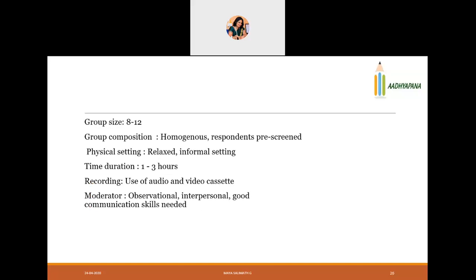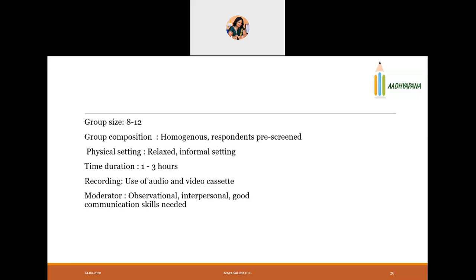Usually the group of respondents in a focus group will be 8 to 10, and it will be homogeneous respondents, always pre-screened. In fact, in the example which I told you, we had selected only those people who are interested to start their business. The physical setting will usually be informal and in a very relaxed condition. It is not like you have some test to be taken and you have tension, or a lot of anxiety to answer the questions.